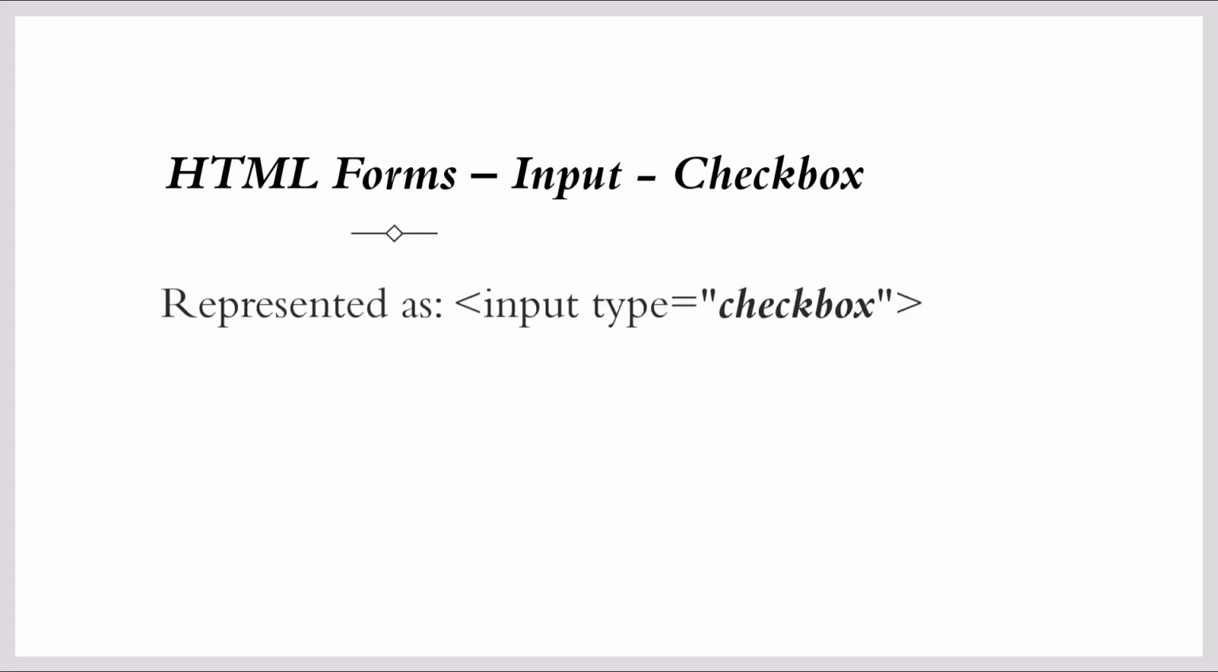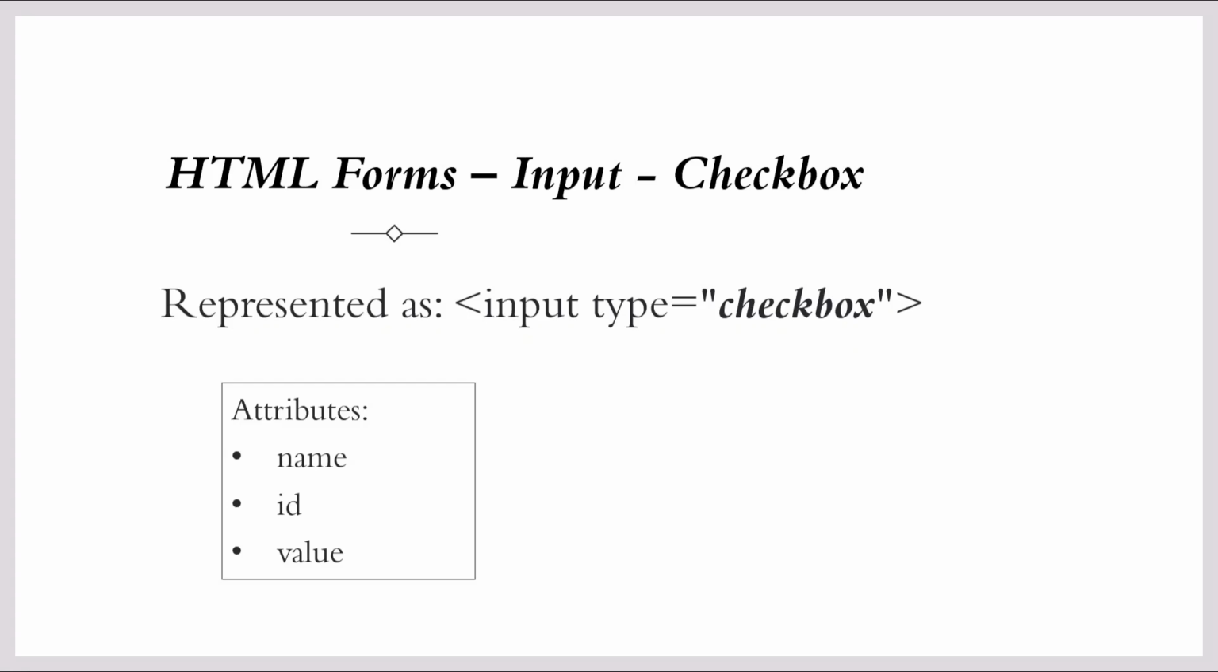The syntax is input type equal to checkbox. This is a simple syntax of how to create a checkbox in HTML. We use the input element with the type equal to checkbox attribute, and we can specify an ID, name and value for the checkbox also. Then we need to use a label element with for attribute to associate the label with the checkbox.